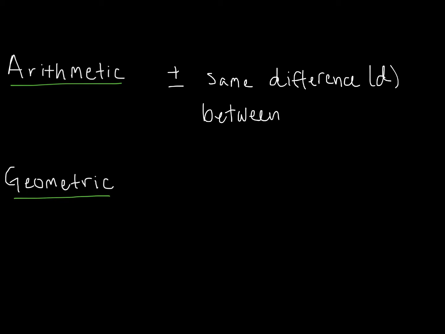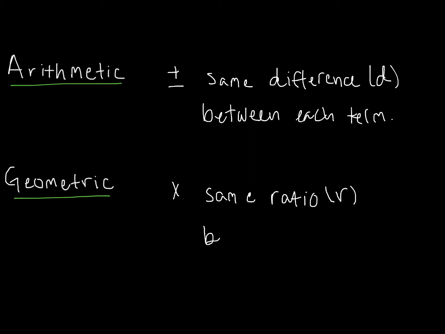For a geometric sequence, we have a slightly different relationship. So to get from term to term, instead of adding or subtracting the same difference, what we're going to be doing is multiplying by the same number. So there's a common ratio that determines how we move from term to term. So what I like to think about here is that we are multiplying by the same ratio, r, between each term.